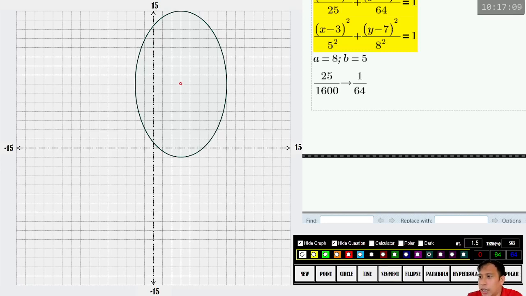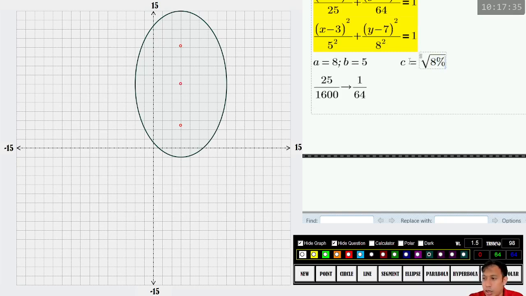Kana. No, and the ellipse, I mean the foci must be located here. They are here. To find the locations, you may solve for C, but most likely the C here is not a whole number. Since A is greater, this should be the square root of 8 squared minus 5 squared.